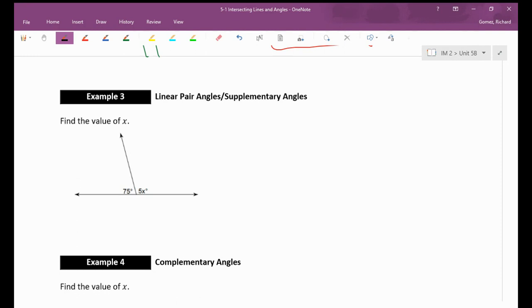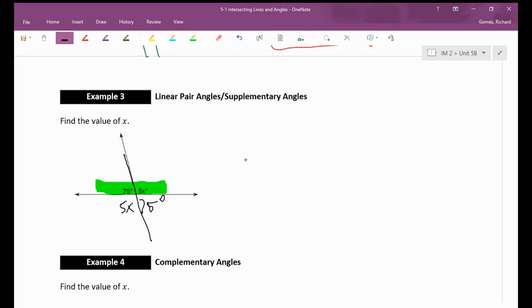So what does that mean? That we do exactly the same thing as the first example, right? We say, hey, if that's true, that means that this is 75 degrees and this is also 5x down here. Those are vertical angles. But when they're next to each other, they create a perfect straight line, right? So that means that these two here in green create a perfect straight line, which should equal 180 degrees.